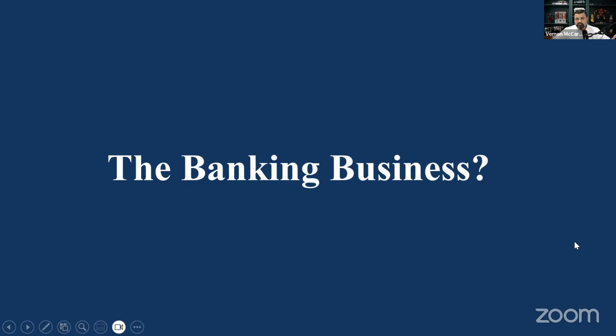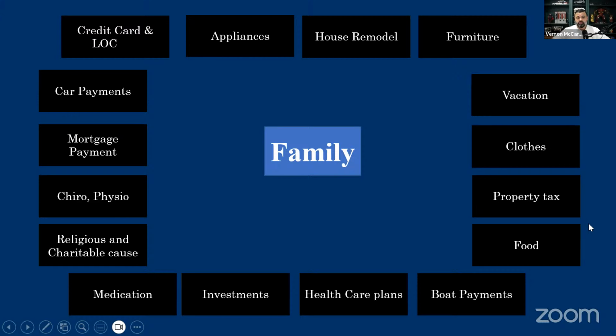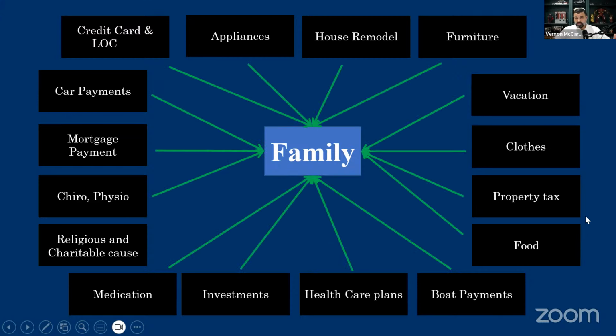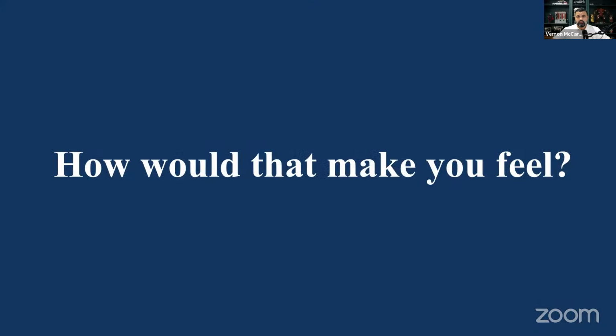When you get into the banking business and you implement the process of becoming your own banker or the family banking concept, that earlier slide that I showed you, we flip it. See, the payments are not going to stop, but we can change the direction of the flow of that money and who that money gets put to work for. Now, how would that make you feel?